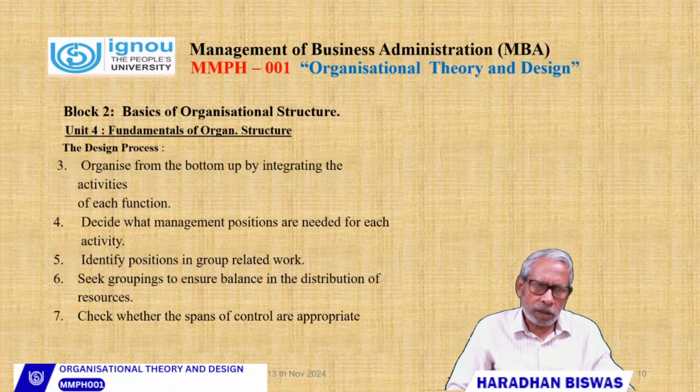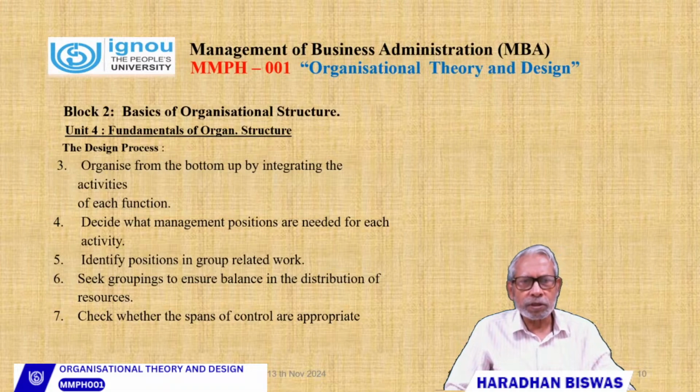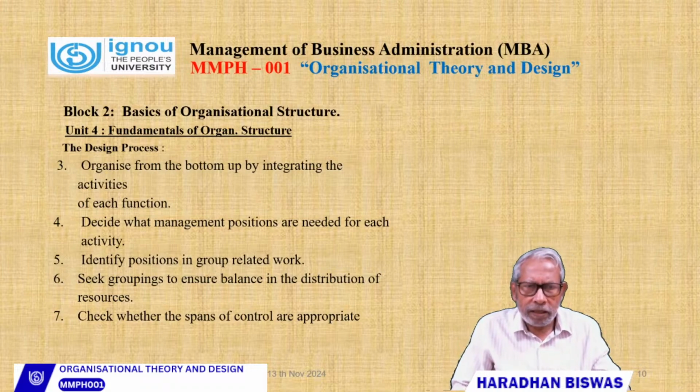Then the third point is organize from the bottom by integrating the activities. Whatever the activity, it should be integrated with each function, and all the functions have to be integrated. Then decide what management positions are needed for each activity. Then fifth, identify the positions in group-related work. Then seek the grouping to ensure balance in the distribution of the resources. Check whether the span of control is appropriate, based on the responsibility and positions.